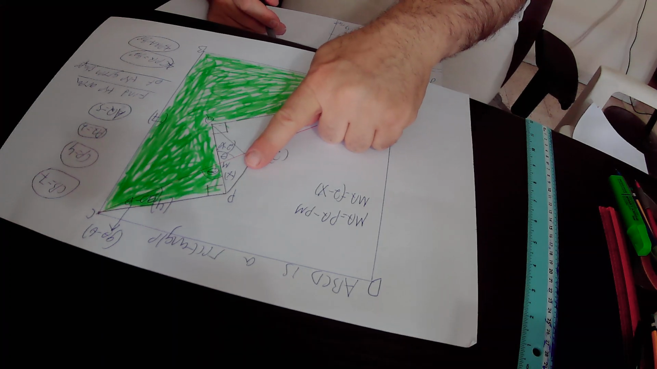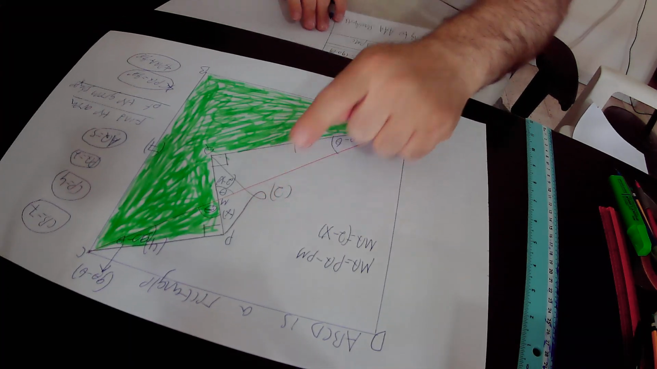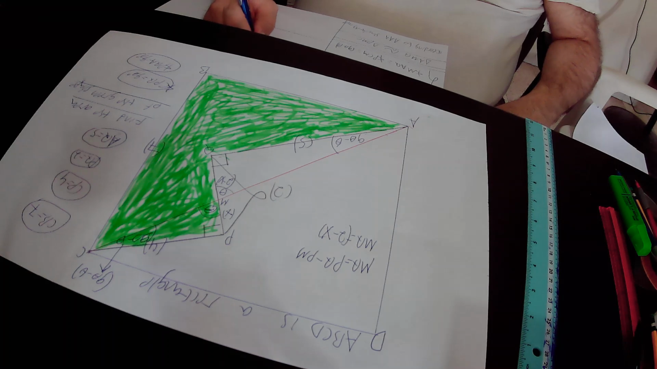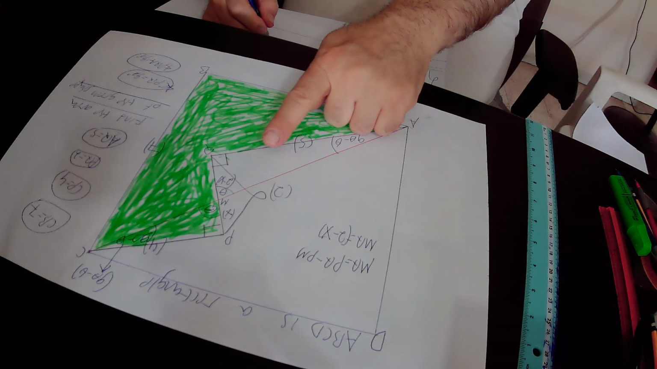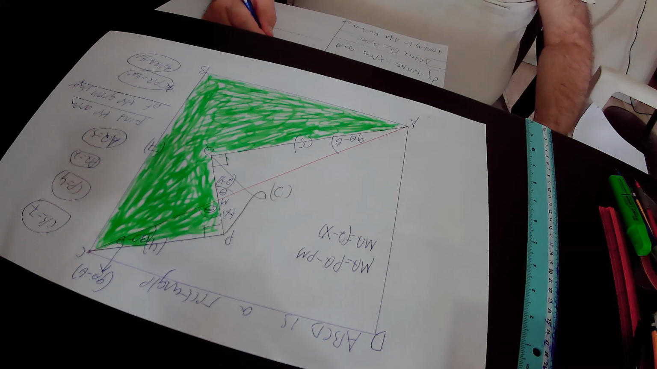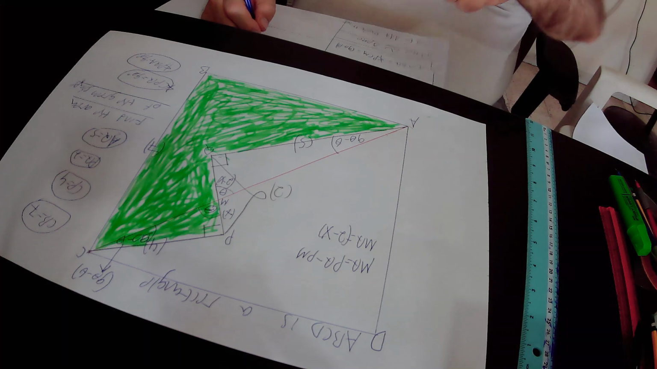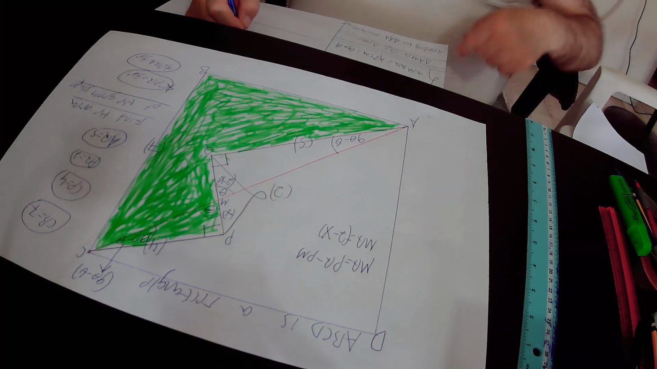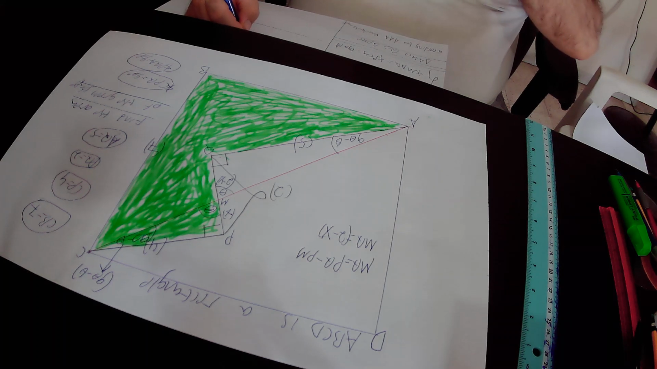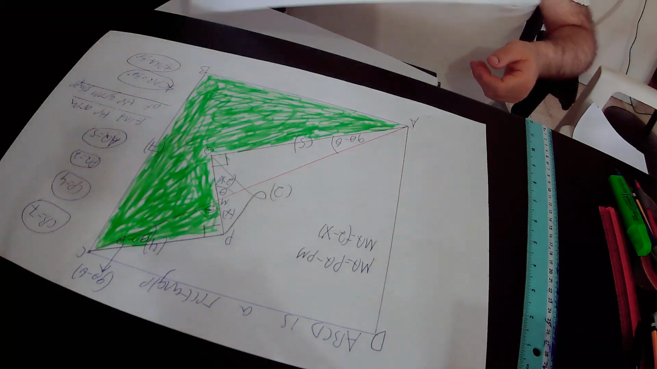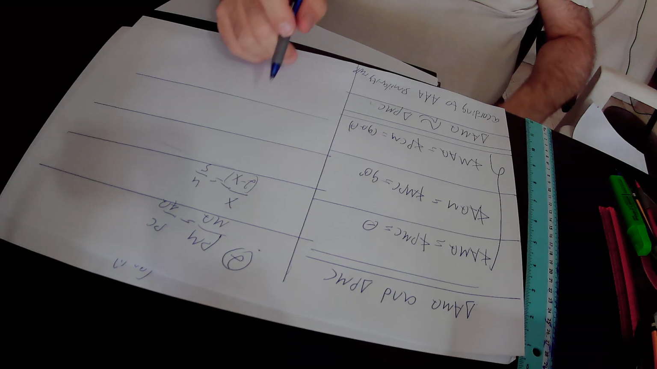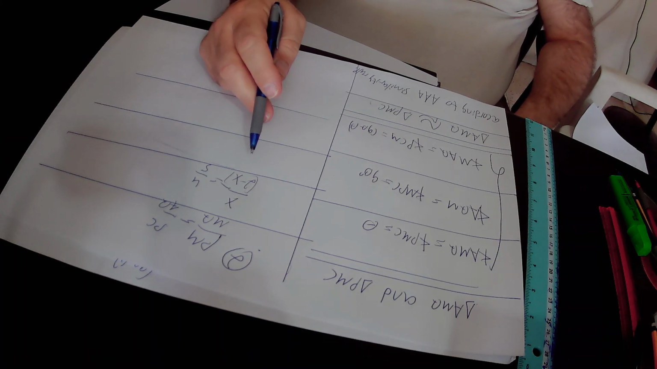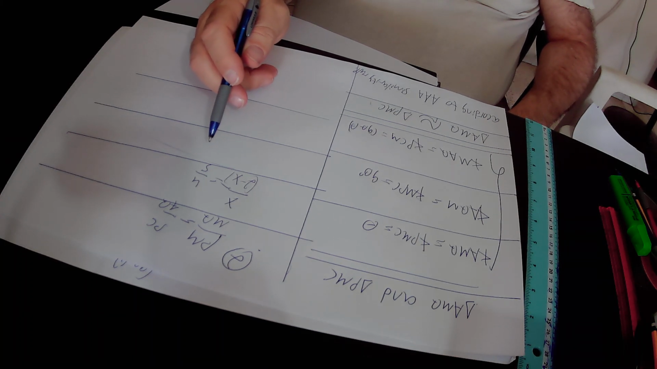PM is X according to our definition, so we substitute PM by X over MQ. We already found out that MQ equals 2 minus X, so we substitute MQ by 2 minus X, and it equals PC. PC is 4 according to what is given in the question, over AQ. AQ is 5. So in total we found out that X over 2 minus X equals 4 over 5.